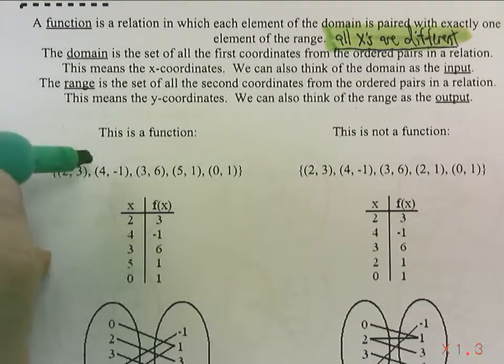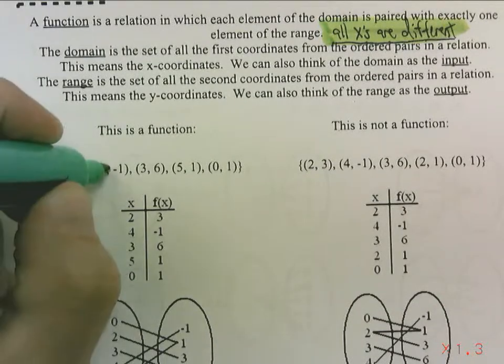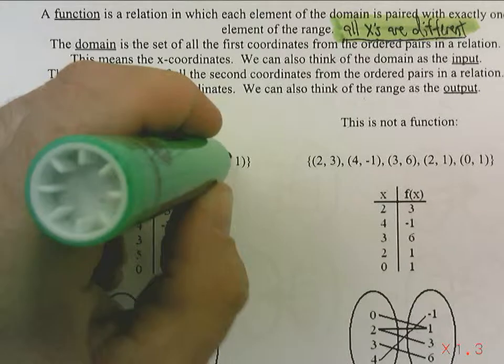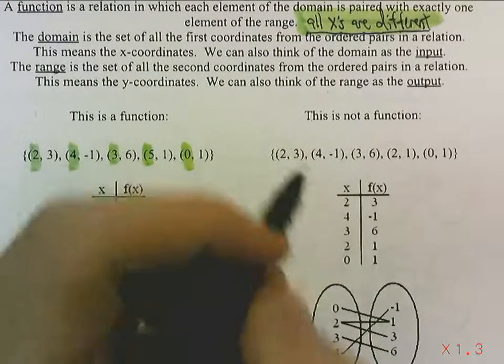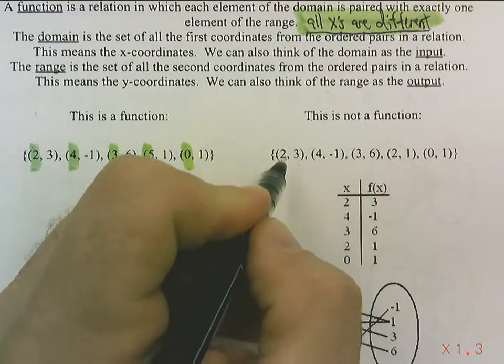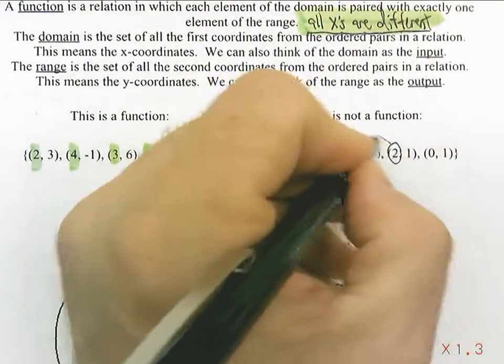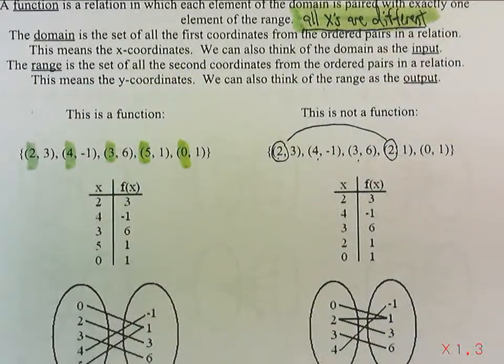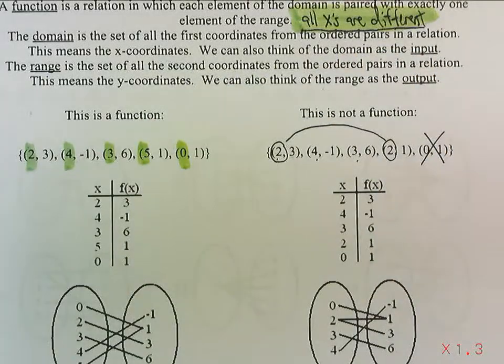And this one is telling you it's a function because the numbers 2, 4, 3, 5, and 0 are all different. None of them repeat. But if you look at the one that's not a function, you have 2, 1, you have 4, you have 3, and the 2. Those 2's repeat, so that means it's not a function.